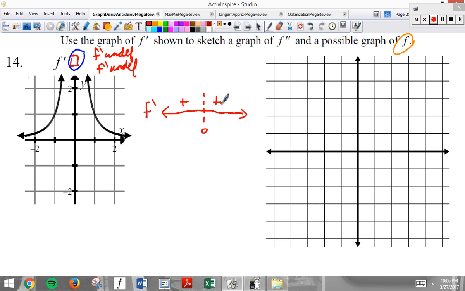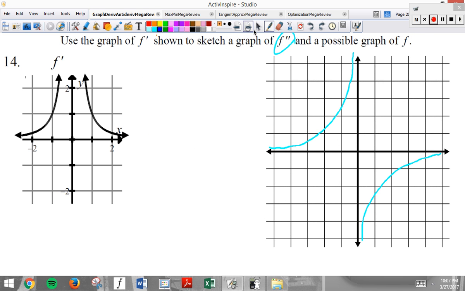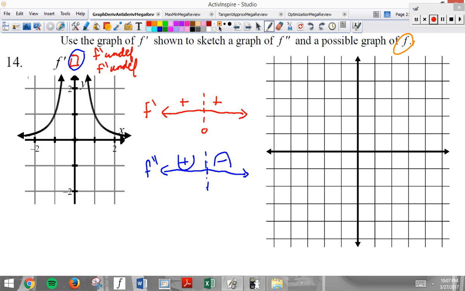Positive to positive, f double prime, from positive slopes to negative slopes, up to down, and that was down to up. See, now you might be like, that's not a big difference, Leven. Well, you just wait.